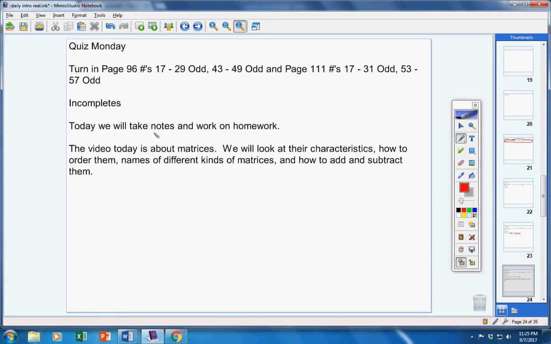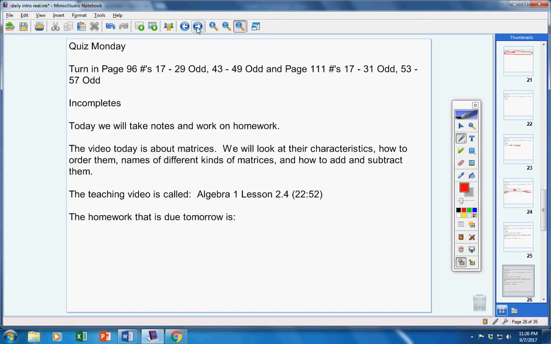All right. The video today is about matrices. That's the plural for matrix. We will look at their characteristics. We will look at how to order them. We will look at different kinds of matrices and what their names are. And we'll also learn how to add and subtract matrices. Pretty simple stuff, not too difficult. There's the teaching video, about 23 minutes.